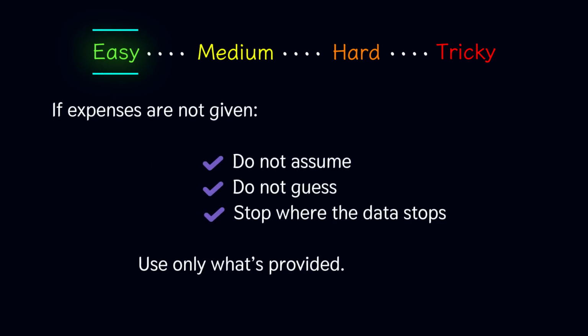And here's the key lesson. If operating expenses are not given, you stop at gross profit. You do not guess. You do not assume. You only use what's provided. That discipline alone saves points on exams.